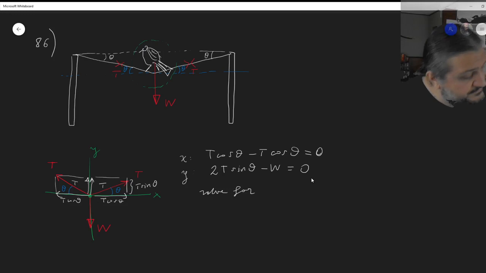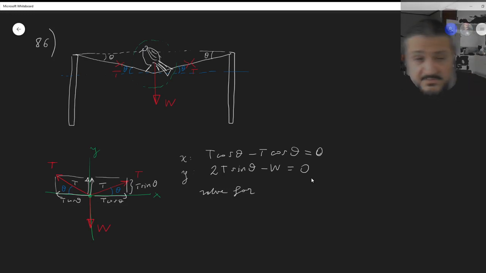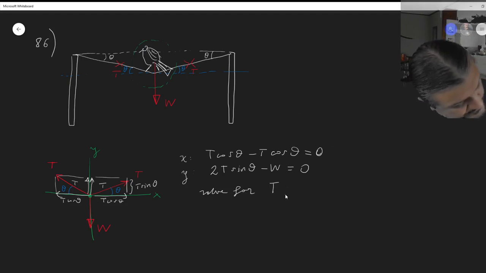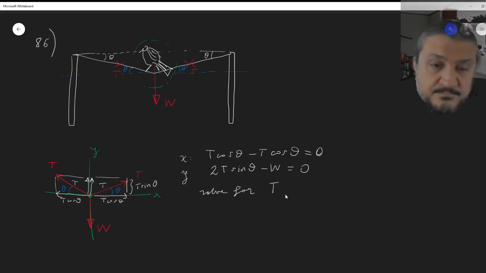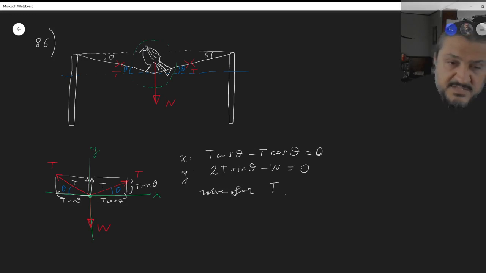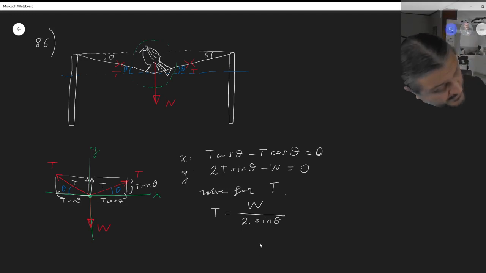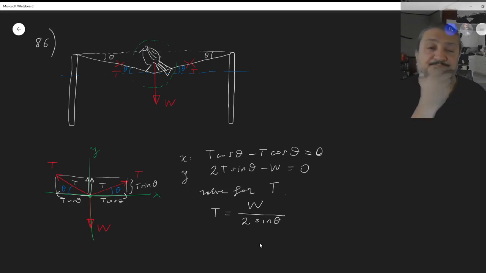So solve for T. Take the second equation and solve it for T. Move W to the other side and divide both sides by 2 sine theta. That gives you tension.